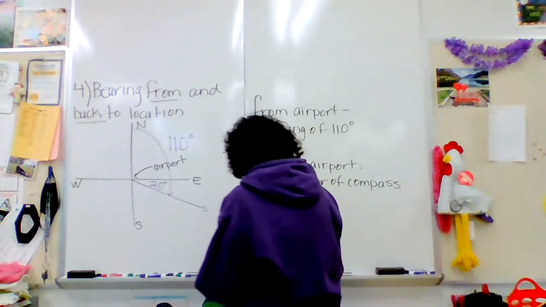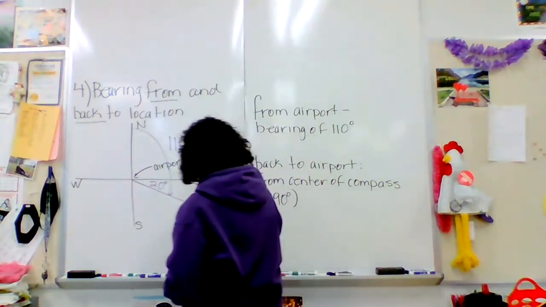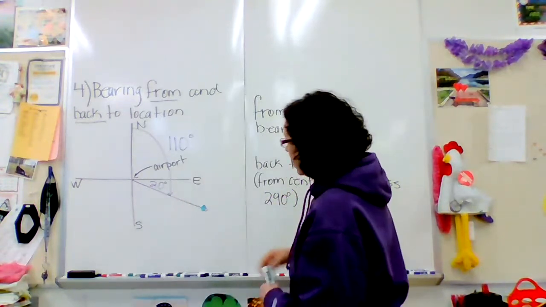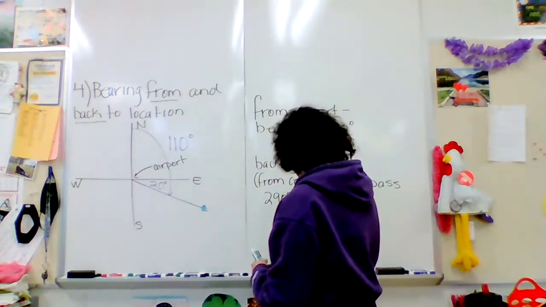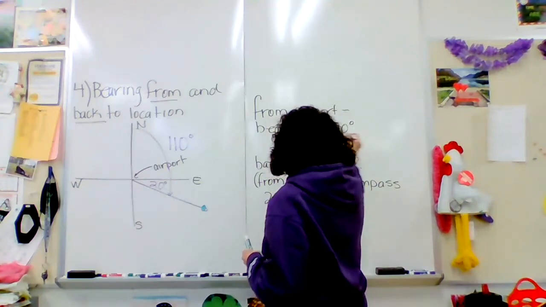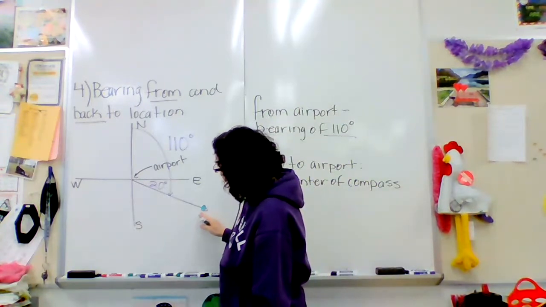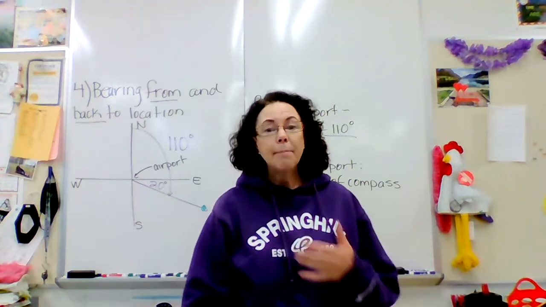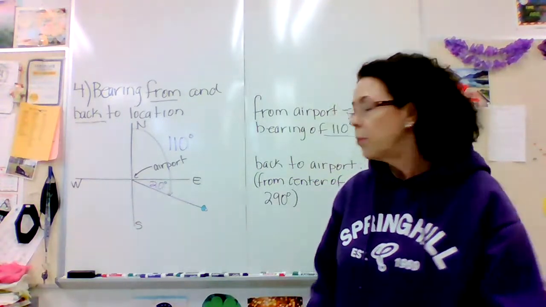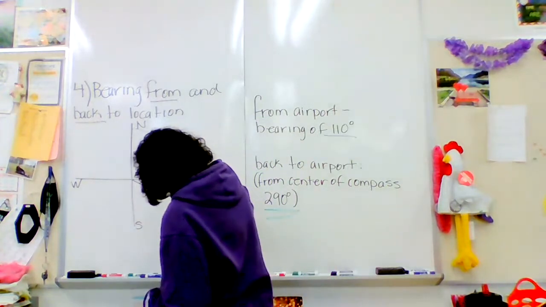Now, let's say that you come to a location here. Let's use green. I'm not sure if green will show up. You are at this location now, away from the airport, and you want to fly back to the airport. If you are right here flying back to the airport, notice a bearing comes from the center of a compass. So here is your direction in green back to the airport.